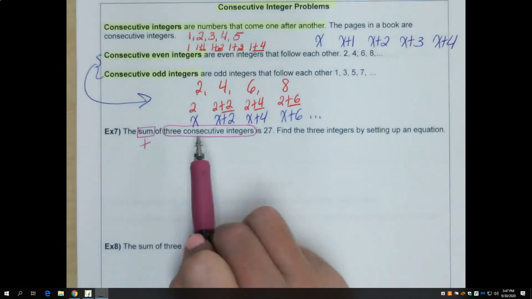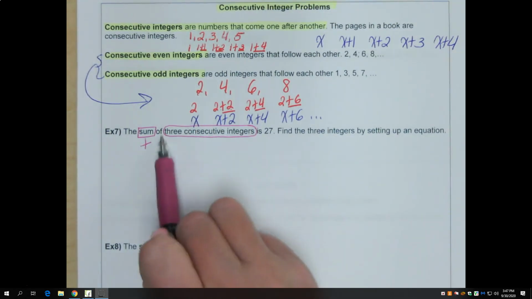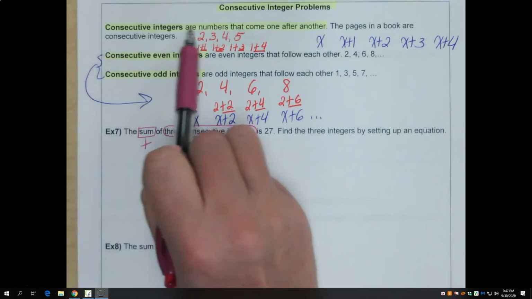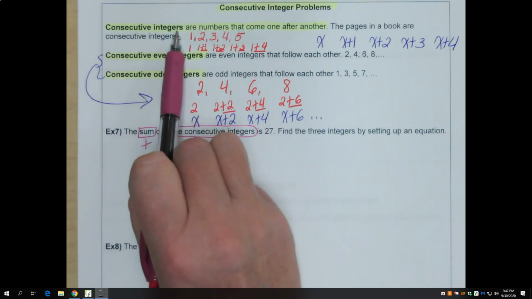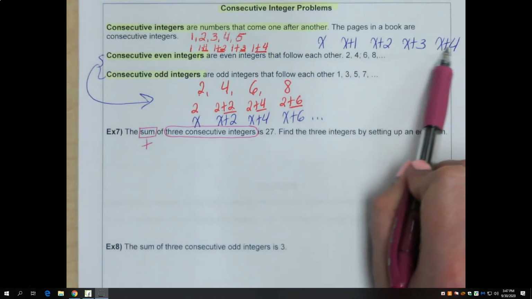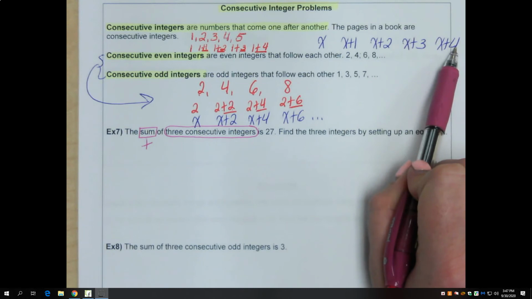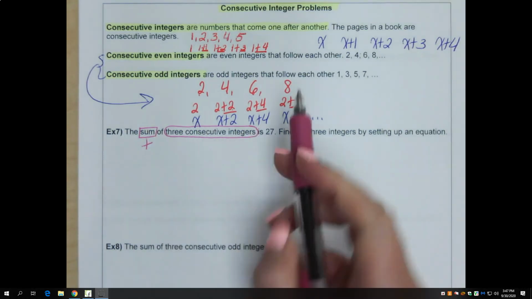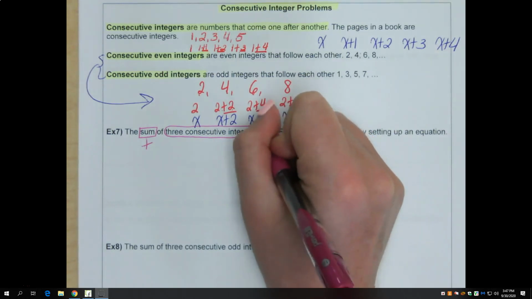This is huge. Integers are numbers. That's why I'm circling this. So if it's 3 consecutive integers, I should be using the first word that they gave us in the notes up top. These are the expressions that I want to think of when I'm working on number 7. And then again, when I add those 3 consecutive numbers together, it's going to be 27.